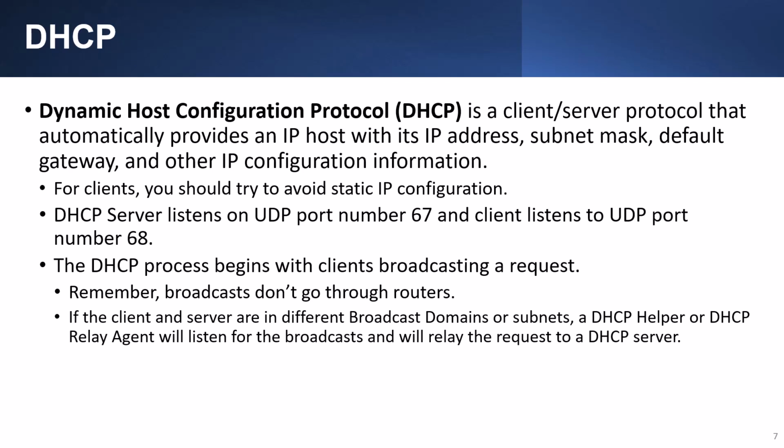The DHCP process begins with clients broadcasting a request. Remember, broadcasts don't go through routers. If the DHCP client and server are in different broadcast domains or subnets, a DHCP helper or DHCP relay agent will listen for the broadcast and will relay the request to a DHCP server directly.